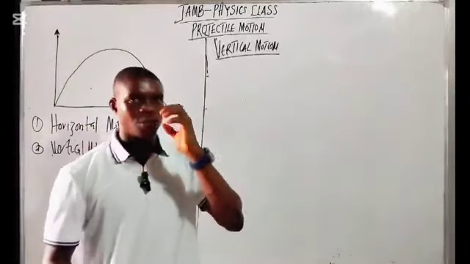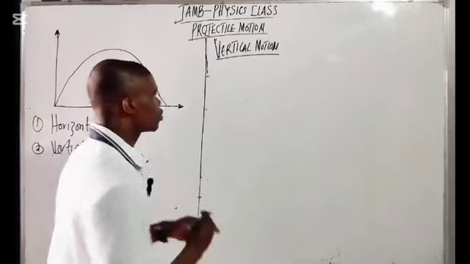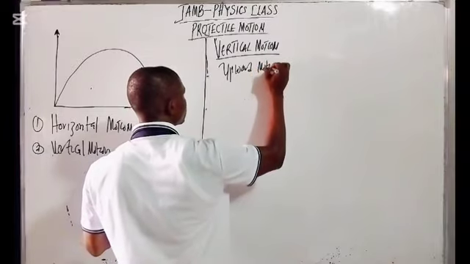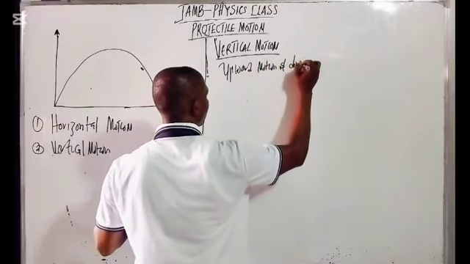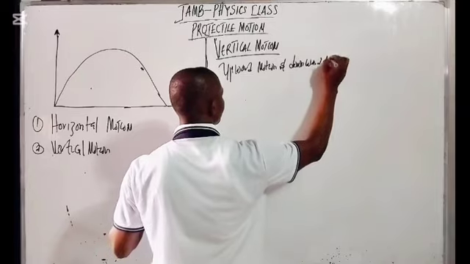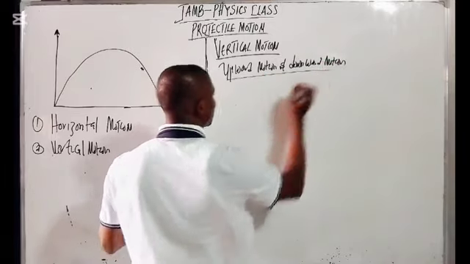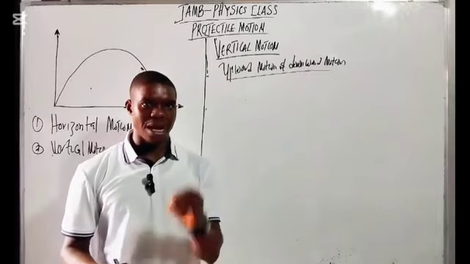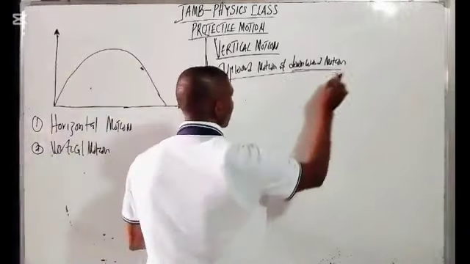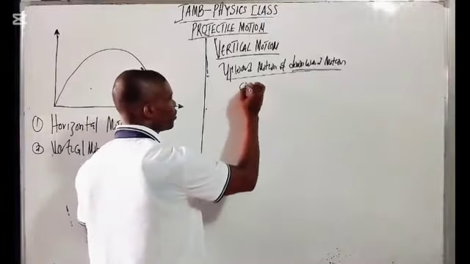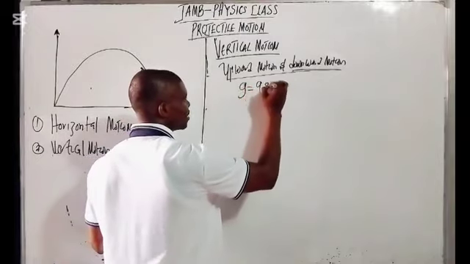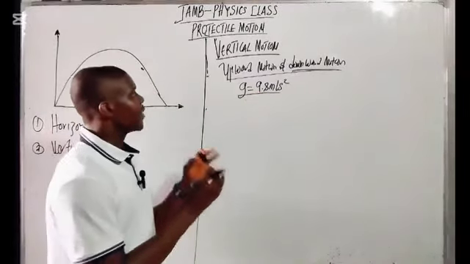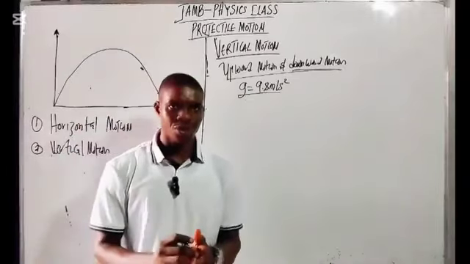Vertical motion. This is where we talk about the up and down motion: upward motion and downward motion. In downward motion, we know that acceleration due to gravity actually has an impact on it. Acceleration due to gravity is always acting on it, which is 9.8 meters per second squared. So when we talk about vertical motion, there's always acceleration due to gravity.